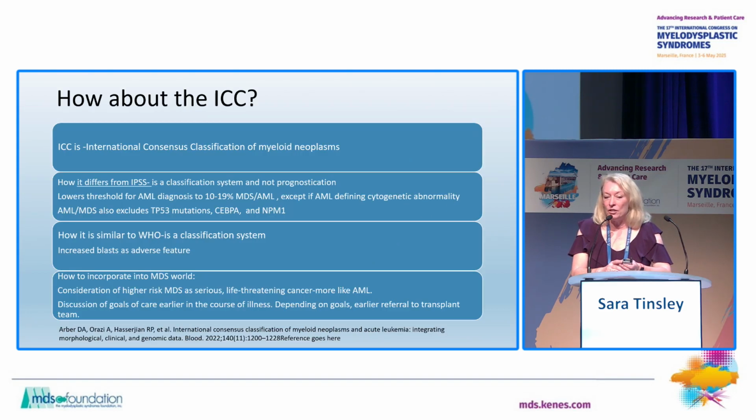That's the International Consensus Classification of Myeloid Neoplasms, which there's been a lot of discussion about. Remember, it's a classification system and not a prognostication system. And as we heard, it lowers the threshold for AML diagnosis to 10 to 19% MDS/AML, so thinking more of the diseases along a continuum because they share common features.